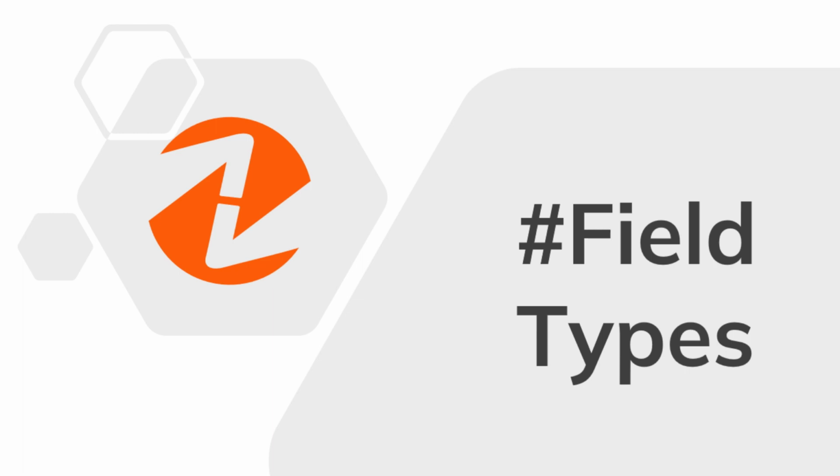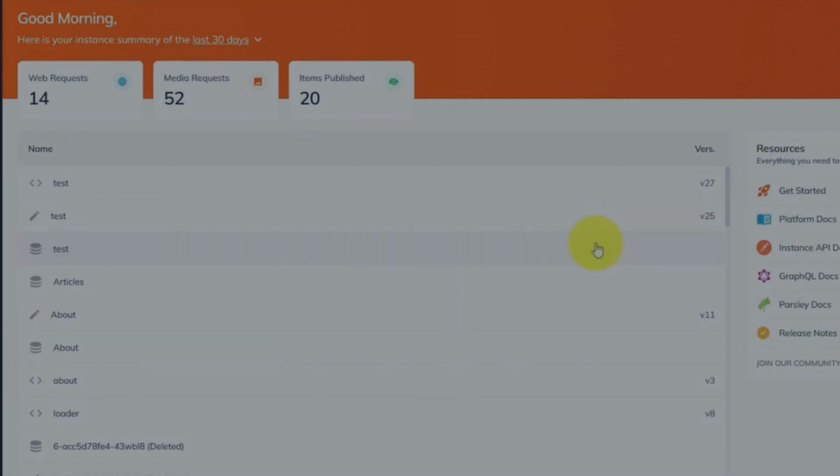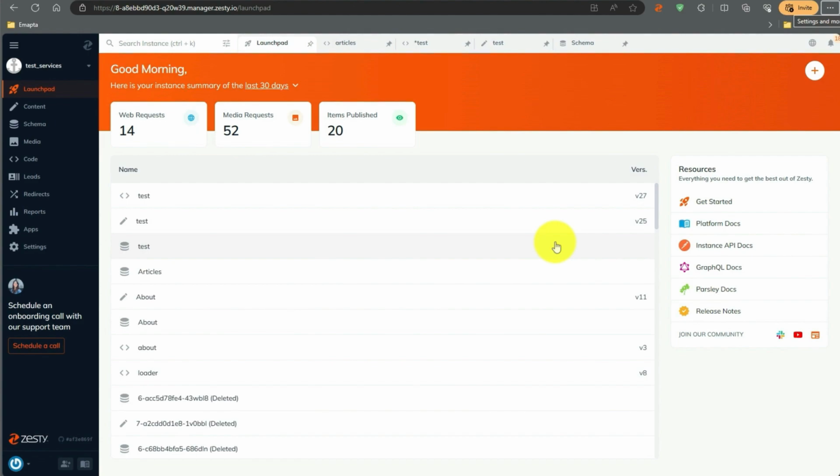First things first, what exactly is a field type in Zesty.io? Think of fields as building blocks for your content. They're the elements you use to structure your data and make sure everything is organized just the way you need it. Now, before we jump into each field type, let's quickly go over how you can add a field type to your model in Zesty.io. It's super easy, and it sets the stage for all the cool stuff we're going to do next.